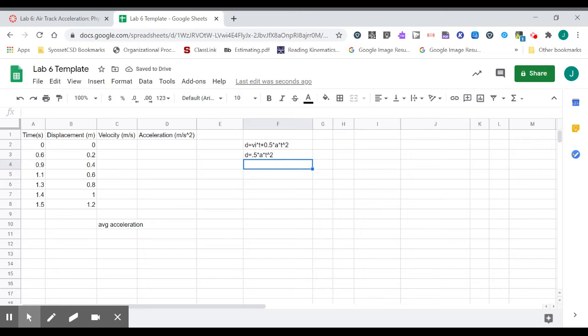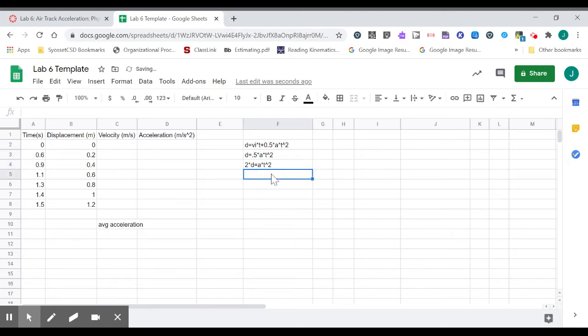Right, now the next thing we have to do is isolate a. We have to solve for a. So I guess the first thing, probably the easiest thing to do, is multiply both sides by 2 to get rid of that 1/2. So let's do 2 times d equals a times t squared. We still got to get a all by itself, so I have to divide both sides by t squared.